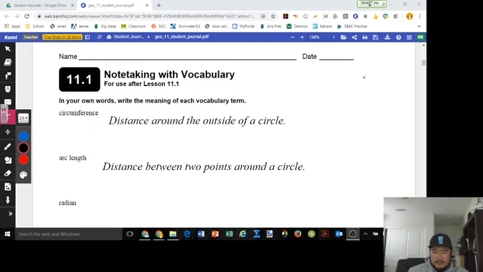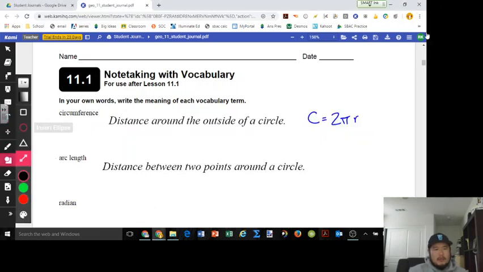There's an equation that you should be familiar with. It's uppercase C for circumference is equal to 2 pi r. All right, so if you forgot what that is, make sure you put that into your notes. Next up, we have arc length, and that's the distance between 2 points that happen to be on the circle.